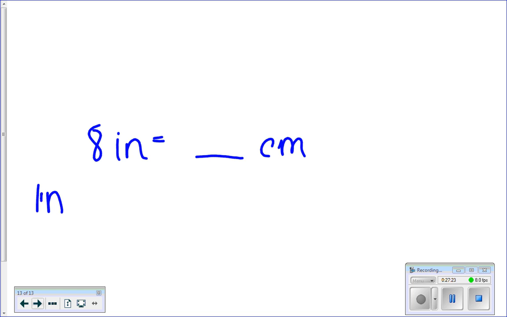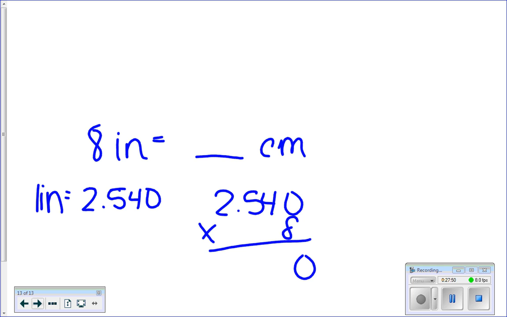1 inch is like 2 point, what was it? That's not right. Okay, are you watching, Larissa? So then I'm just going to multiply those 2 together. Remember when you use the chart, all you do is multiply. So it'll be 2.540 times 8, 0, 2, carry the 3, 43, 16, 17, 20. Something like that. And that's my answer.